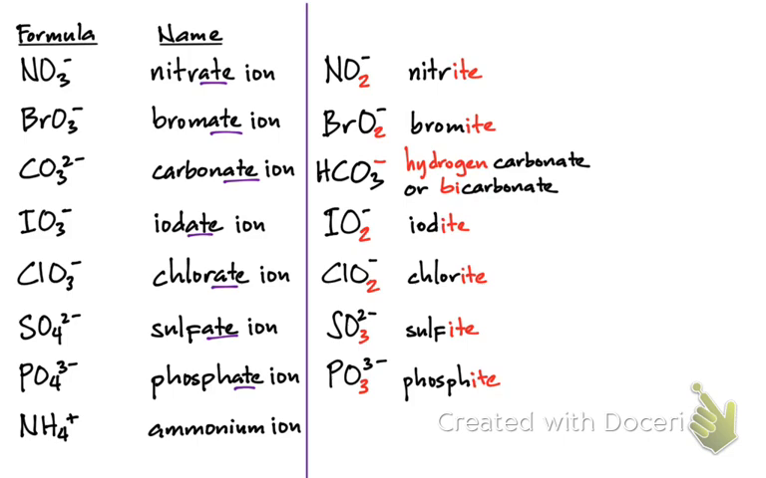So the carbonate ion, CO3 2 minus, when you add a hydrogen, instead of subtracting one oxygen, you add a hydrogen to it, but instead of having a negative 2 charge, it would have a negative 1 charge. So this is called the hydrogen carbonate, or also known as bicarbonate.